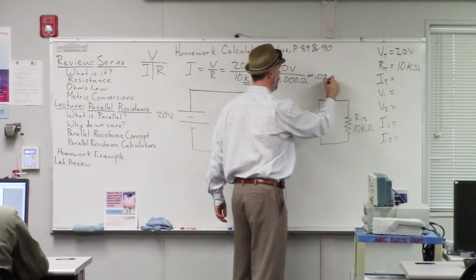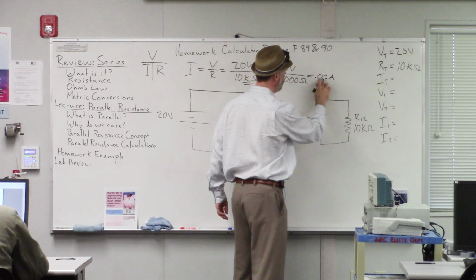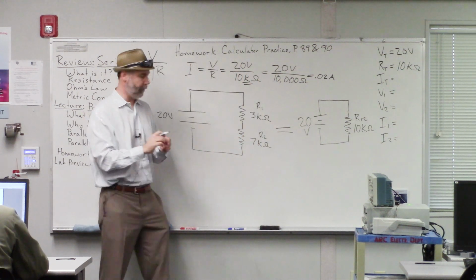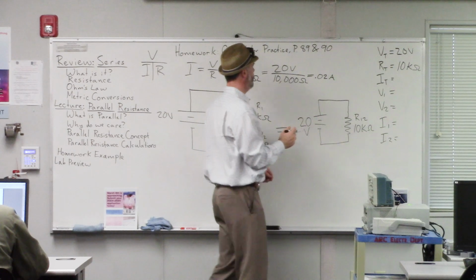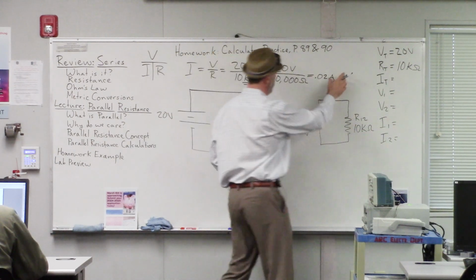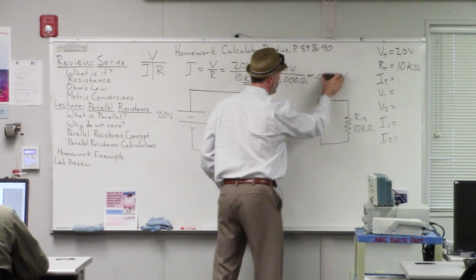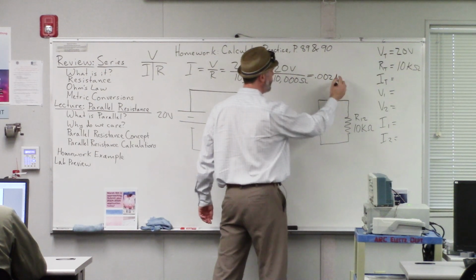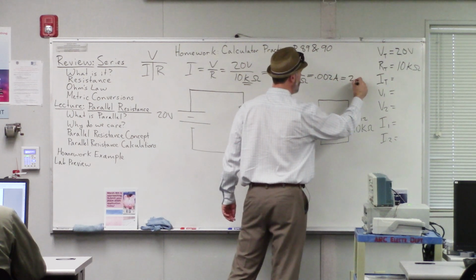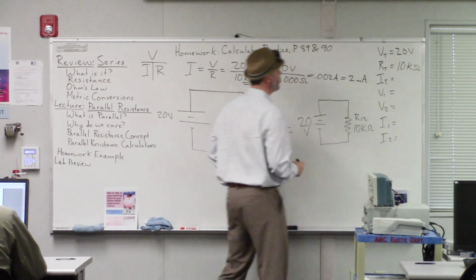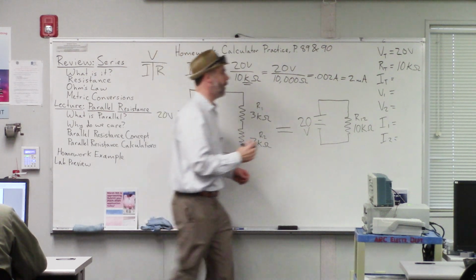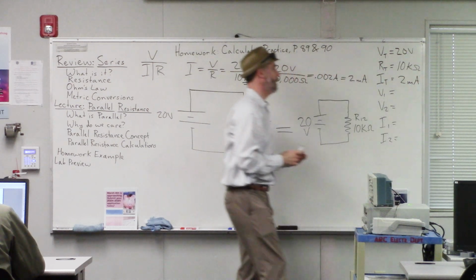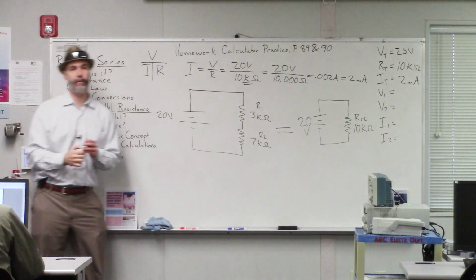0.002 amps. Once you have that in raw units, then you can convert it to something that's more convenient. You're right, it is 0.002. Thank you. So 0.002 amps, and then we can convert that to milliamps. That comes out to be 2 milliamps. So that's our total current, 2 milliamps. Any questions about how we got that?